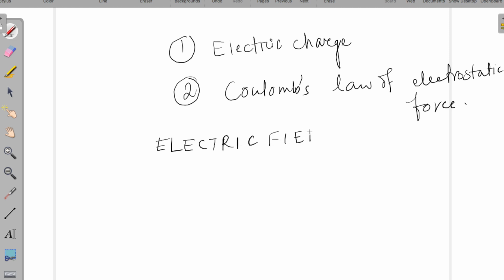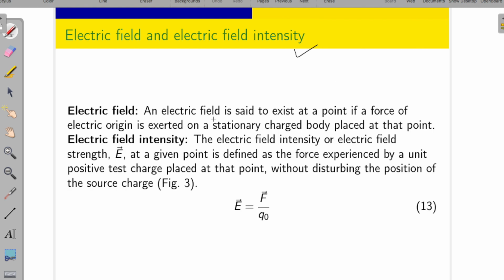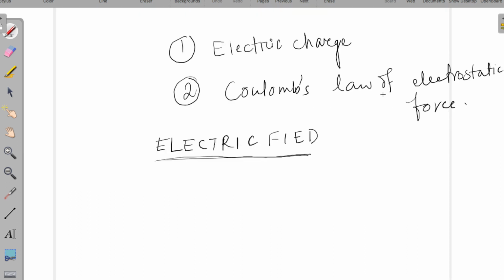So what is the definition of electric field? An electric field is said to exist at a point if a force of electric origin is exerted on a stationary charged body placed at that point. It means that if we consider a source charge, a positive source charge, suppose the value of the source charge is Q.